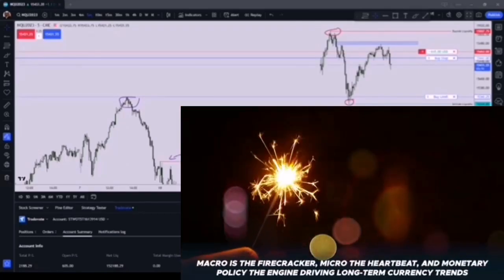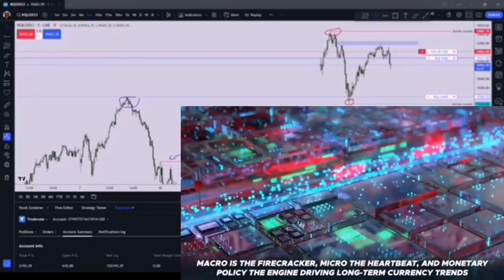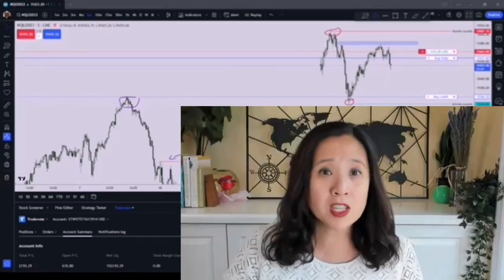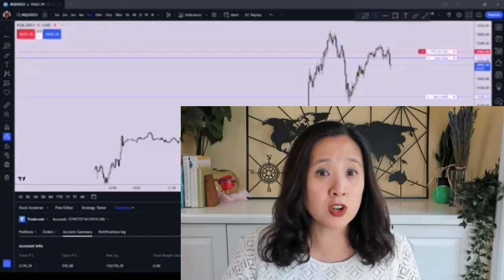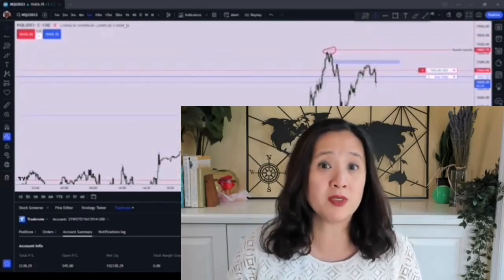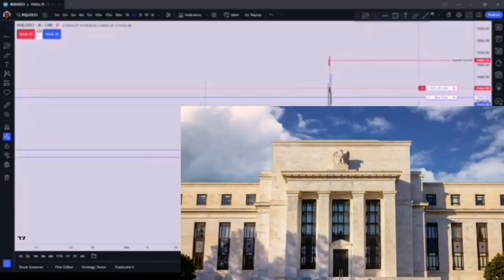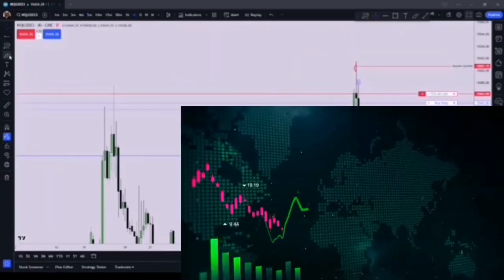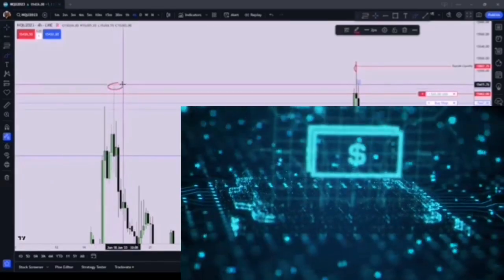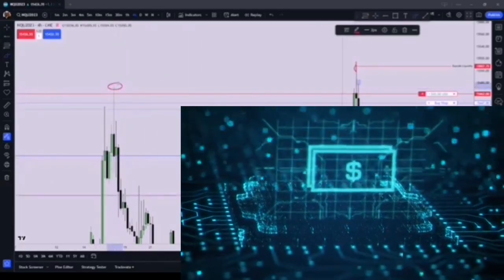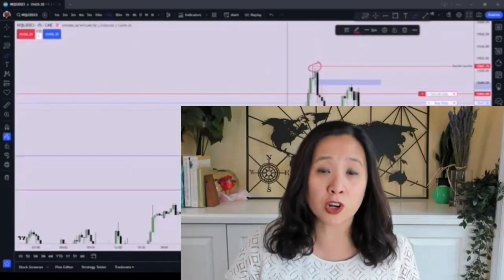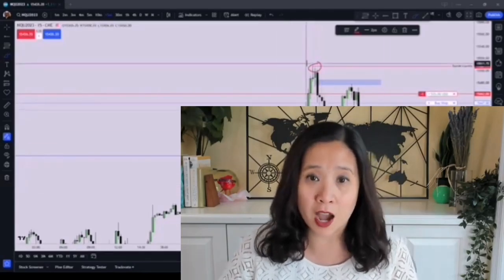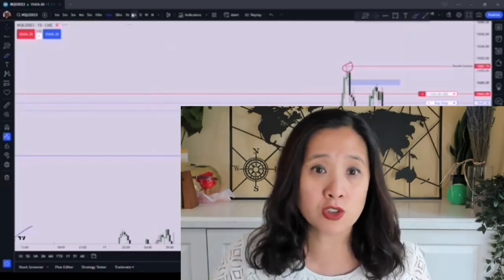If macro is the firecracker and micro is the heartbeat, then monetary policy is the engine driving the long-term currency trends. Monetary policy creates the foundation for currency movements for weeks, months, maybe even years in some cases. Central banks like the Federal Reserve or the European Central Bank influence their economies using tools like interest rates or quantitative easing, quantitative tightening. This sets the long-term trajectory for a currency, because usually when central banks start to move interest rates in one direction, they do that for some time. And it's where I align my overall trade direction.